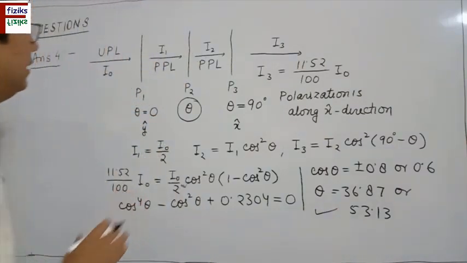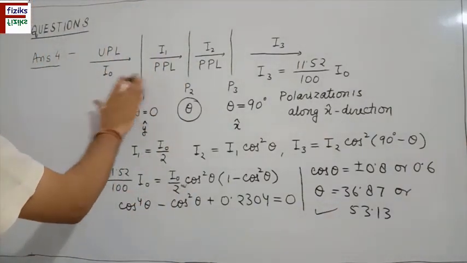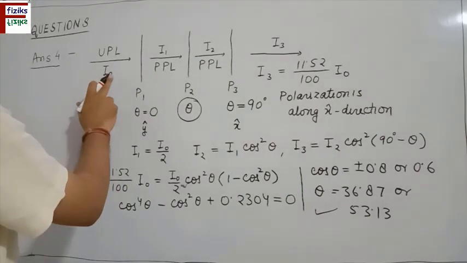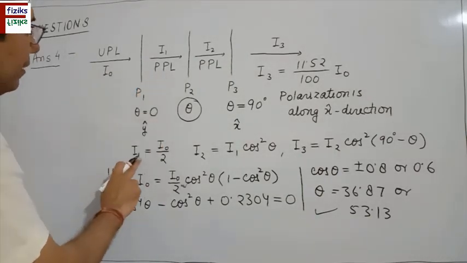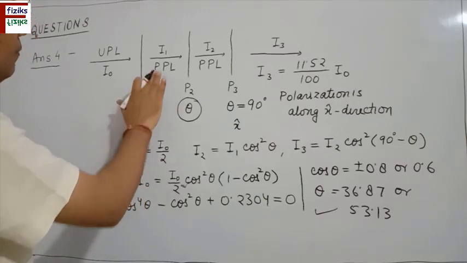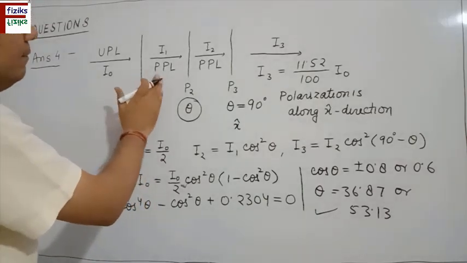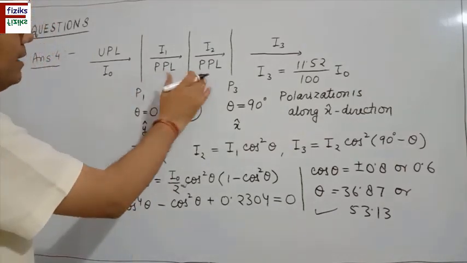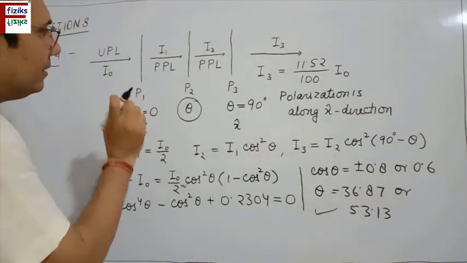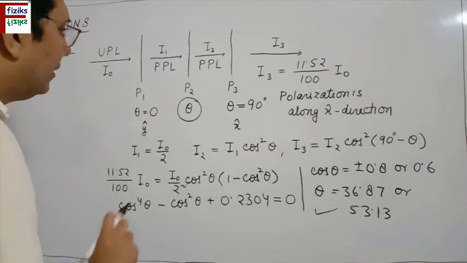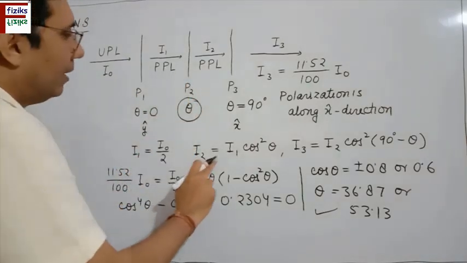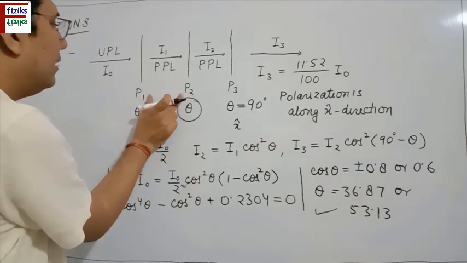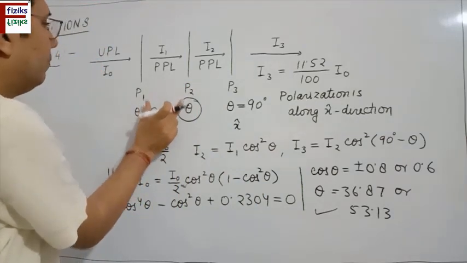So basically what we have done for the first part: when unpolarized light is passing through the polarizer, its intensity will become half, so I1 will be I0 by 2. Now we have plane polarized light passing through the polarizer P2. When it passes through P2, it will follow Malus law for intensity, so I2 will become I1 cos square theta. Theta is the angular difference between the pass axis of P1 and P2.